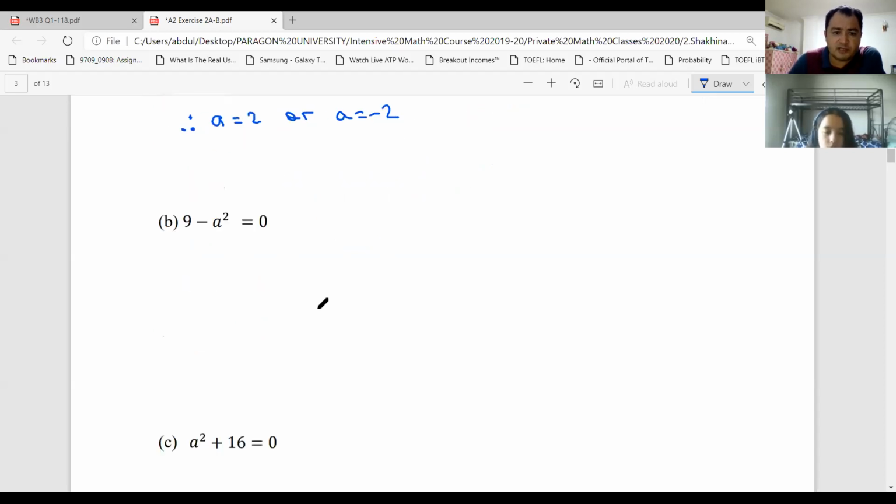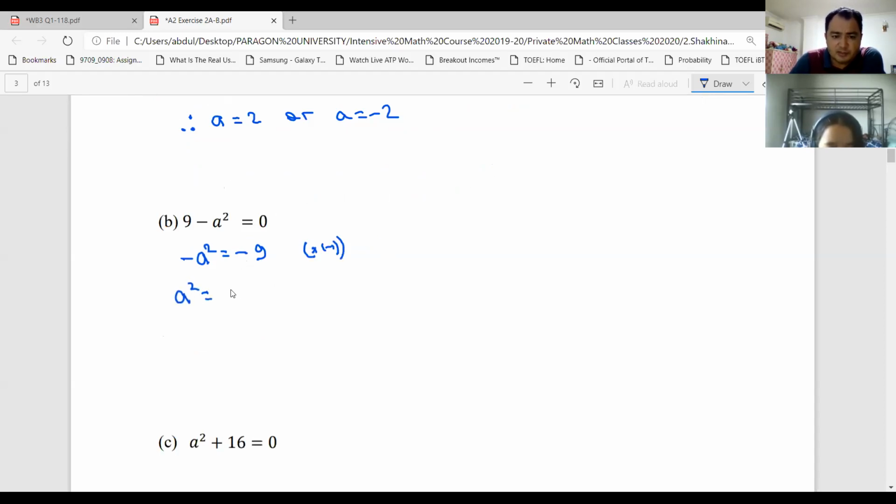In a similar way, when you are solving B, you just take this to the right-hand side here. So here we have minus a squared equals, take 9 to the right-hand side. It is minus 9. Now multiply both sides by negative 1. Negative 1 times negative a squared is a squared.